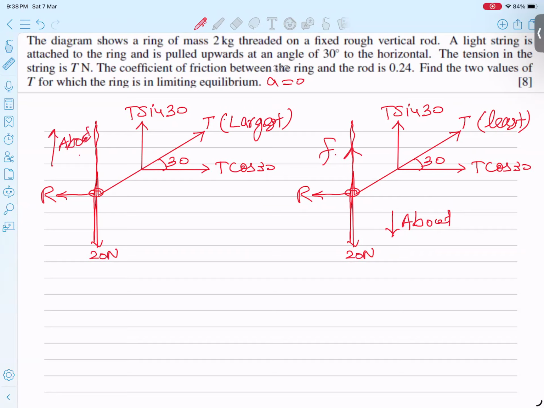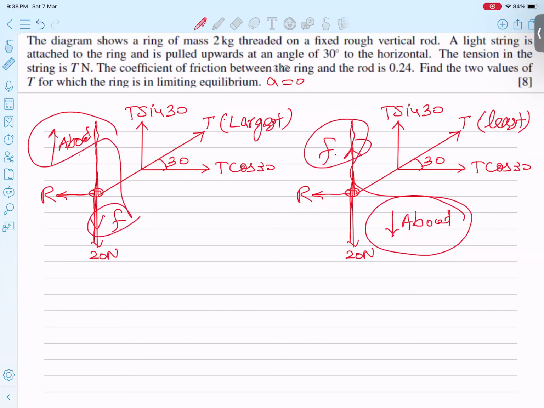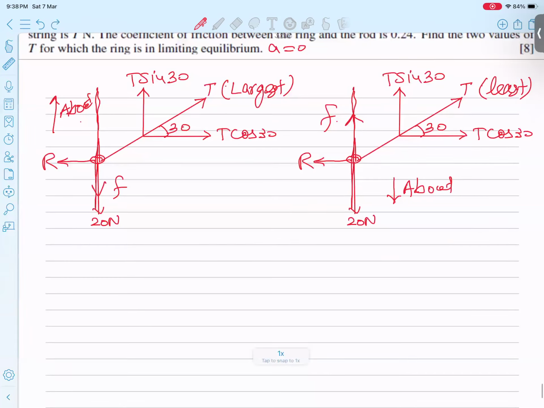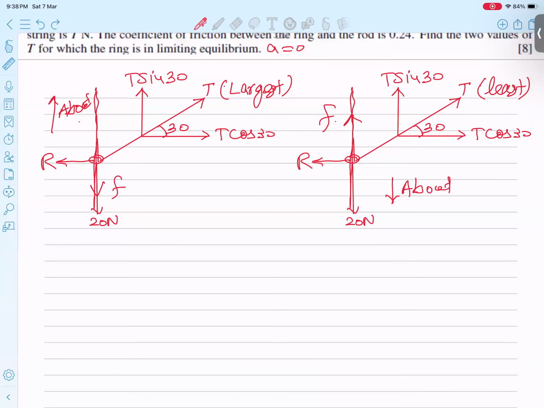So the direction of friction is a very clear approach. About to move down, friction is upward; about to move up, friction is downwards. So friction is just opposite to the motion, or about-to-move motion. So we have now two parts. We have an 8 mark question.